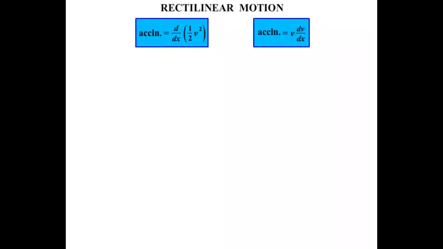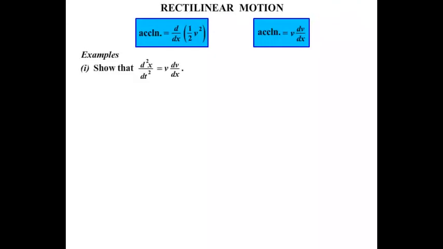In this lesson, we do some work on rectilinear motion. I'm going to look at a couple of new formulas for acceleration. The first one, acceleration equals d/dx of half v squared. And the next one, acceleration equals v times dv/dx. So those two new formulae, you need to remember them very well.